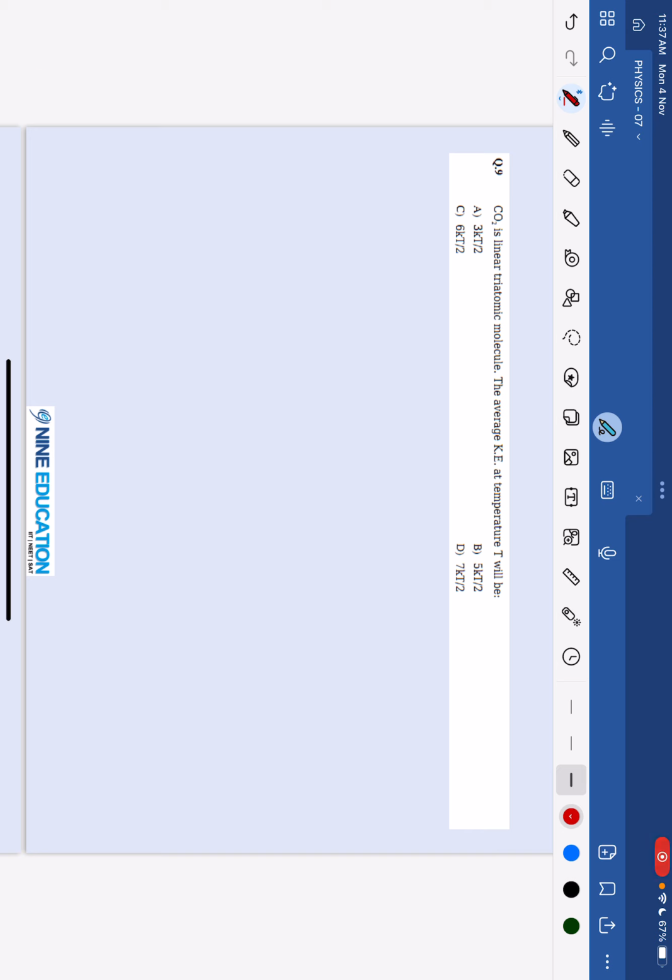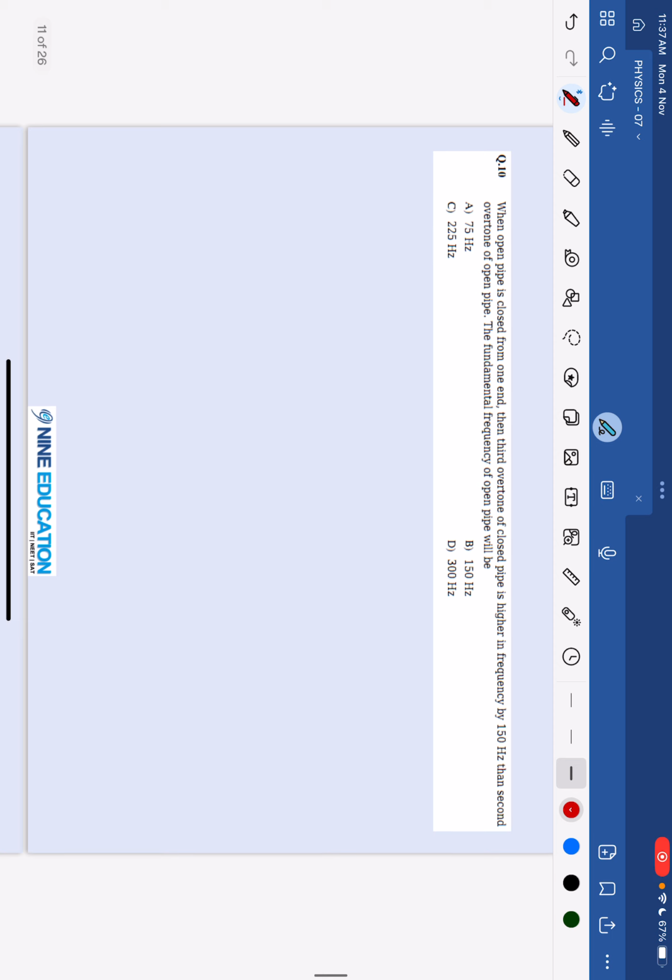Now we are able to see question number 9. CO2 is a linear triatomic gas. For a triatomic molecule, the average kinetic energy at temperature T will be? We know that the degrees of freedom for a linear polyatomic gas is basically 5. So the average kinetic energy is going to become 5kT by 2.